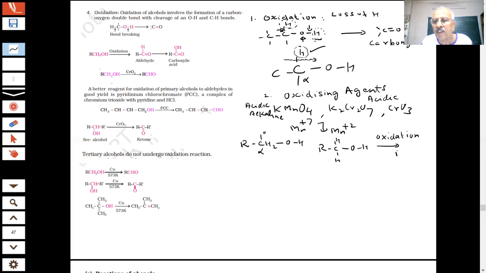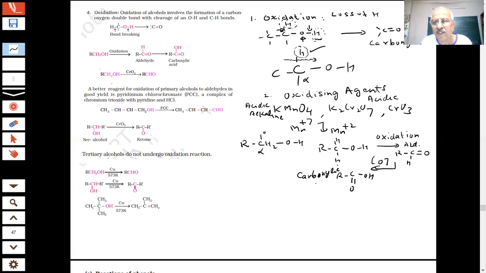What will be the result of this, students? RCH double bond O. What is the name of this compound? You have got an aldehyde. Yes or no? Yes, sir, aldehyde. But the problem with this is that this aldehyde can undergo further oxidation. If the oxidizing agent is strong, what will it do? It will further oxidize it. There is one hydrogen here. What is the product of that? Then it can oxidize it to form a carboxylic acid. What is this?